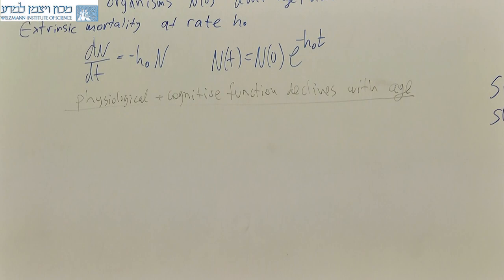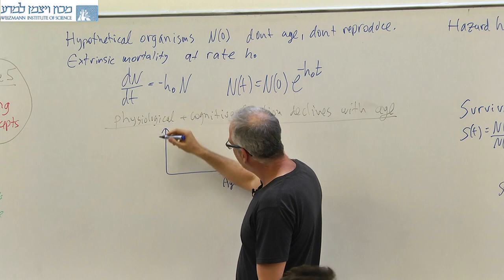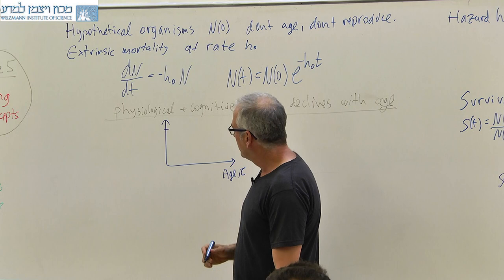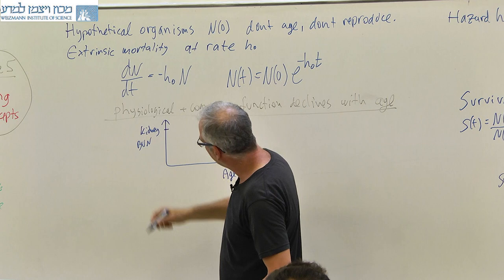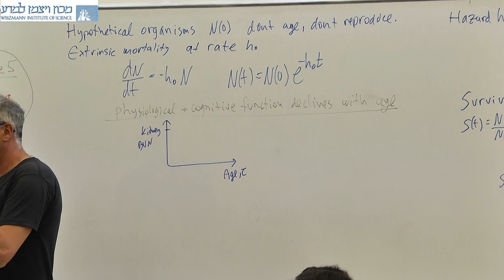So here is another set of nice plots. Age tau. Generally speaking, if you measure performance like kidney function, you can measure it by, let's say, blood urea nitrogen. Urea isn't supposed to be in the blood. The kidney is supposed to excrete it. And blood urea nitrogen starts rising, even at age 30. And the difference between people opens up with age also.